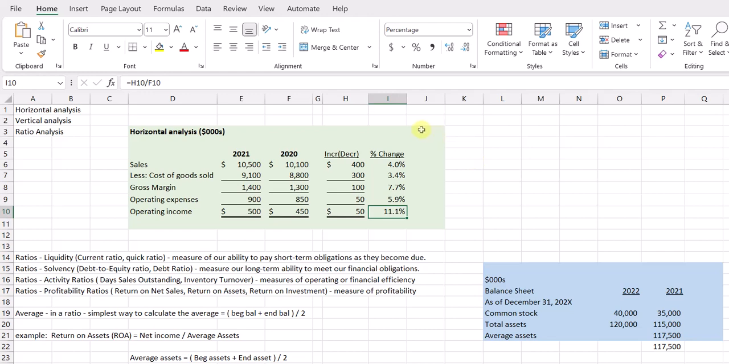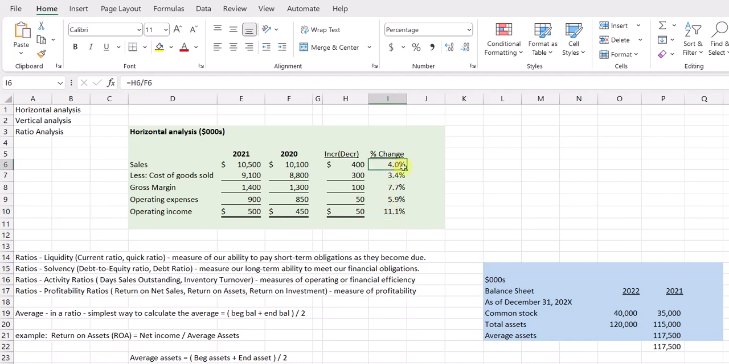That's horizontal analysis. Now, what we covered was really just the science of it, how to put it together. Where the art form comes in is up to you as the analyst. You're looking at the data and you need to evaluate what's happening. For instance, in this example, you can say sales went up 4%, but operating income went up 11.1%. You might need to investigate why.